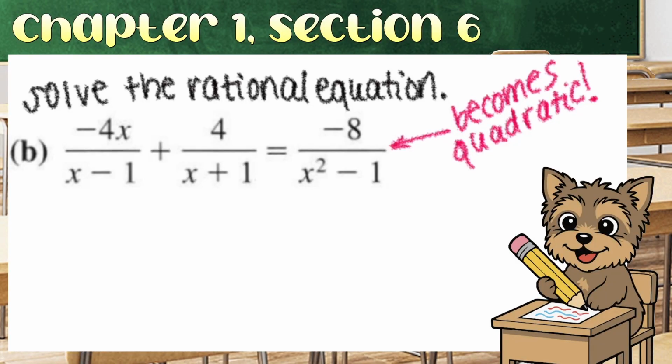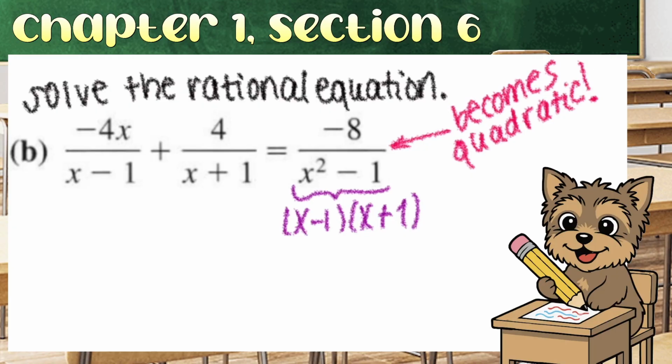Hey everybody, in this video we are solving another rational equation. This one will also become quadratic. So the first thing we're going to do is clear out our denominators by multiplying through by the lowest common denominator. Now this part over here is not prime and it is not factored already. So if I factor it, you'll see I get x minus 1 times x plus 1.